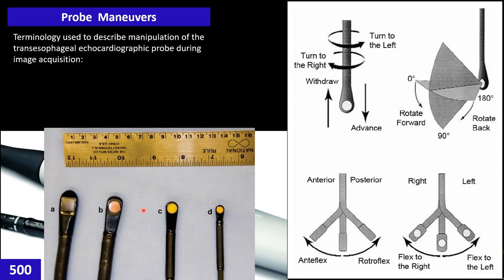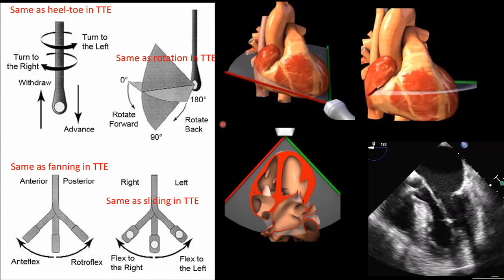Here, I forgot to mention the size of the footprint. We have different sizes for different body sizes: pediatric, teenager, middle-aged, small people, and large. Generally, the width of the footprint of the transducer is between 1 to 1.5 centimeters. Let's see some of those maneuvers.